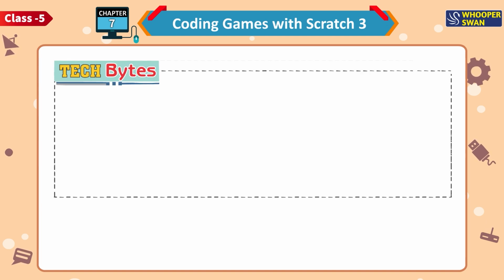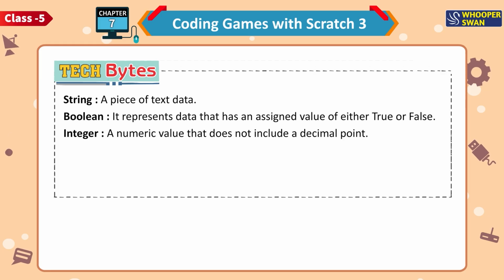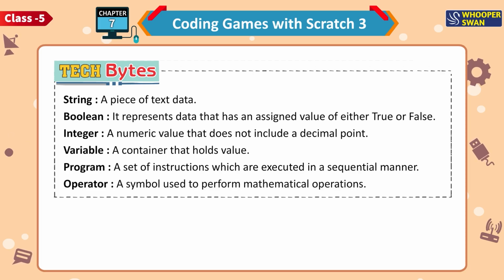Tech bytes. String. A piece of text data. Boolean. It represents data that has an assigned value of either true or false. Integer. A numeric value that does not include a decimal point. Variable. A container that holds value. Program. A set of instructions which are executed in a sequential manner. Operator. A symbol used to perform mathematical operations.